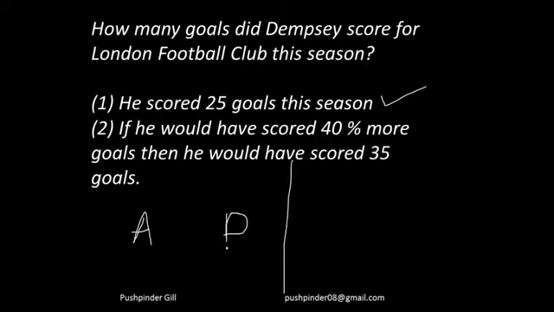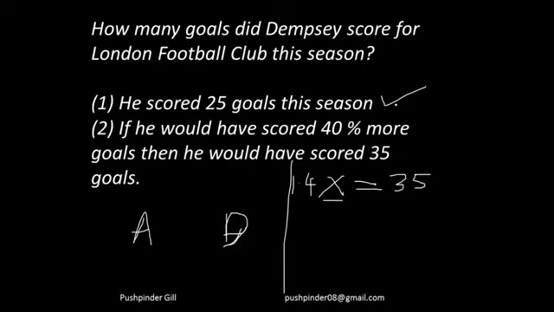Now he says that if he would have scored 40% more goals, let me say he scored X goals, if he would have scored 40% more goals, that is 1.4x. If you're not able to understand why I did 1.4x, watch the percentage video. Then he would have scored 35 goals. So 1.4x is equal to 35 goals. Does that give me the answer? Yes, it does, pretty much. That means I'll be able to get the value of X, the number of goals he scored.